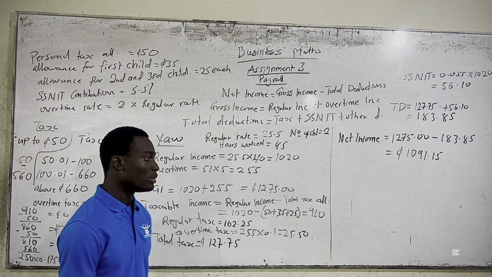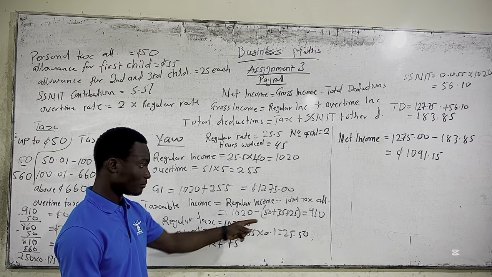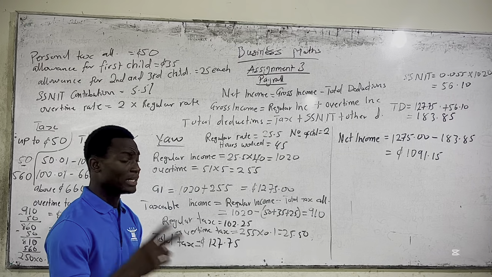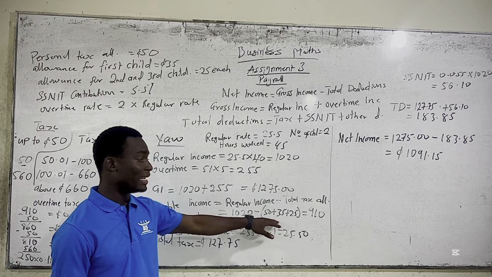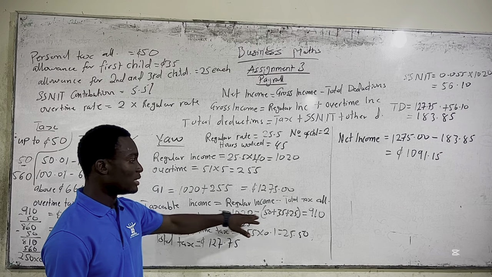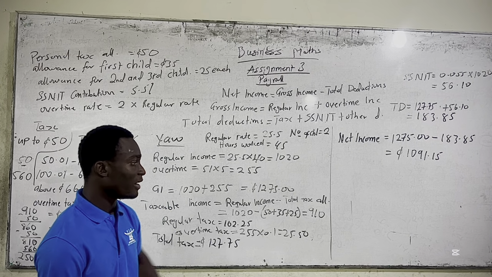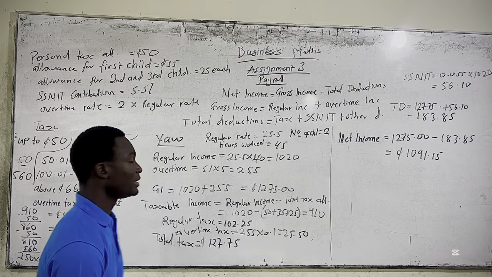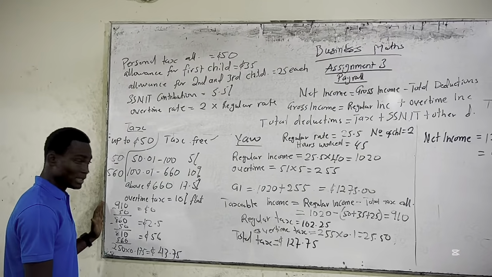And then we calculate the taxable income. Because he has 2 children, he's not going to get the allowance for the 3rd child. So it's going to be just the 1st and the 2nd and then himself. So that's going to give us what? 1,020 minus what? 50 plus 35 plus 25, giving us what? 910. So when we move to the tax system, this is the tax system.